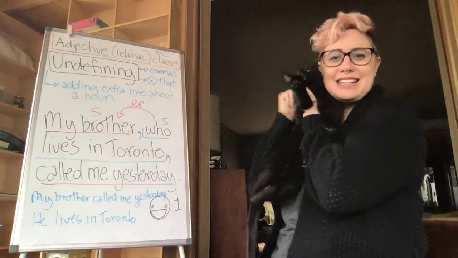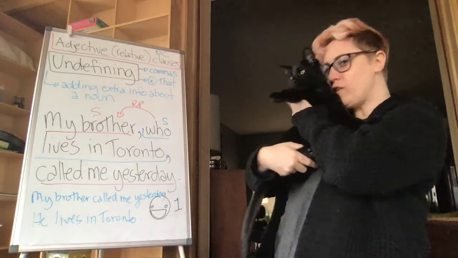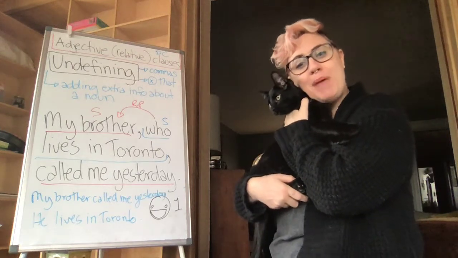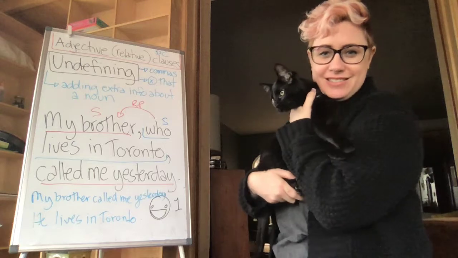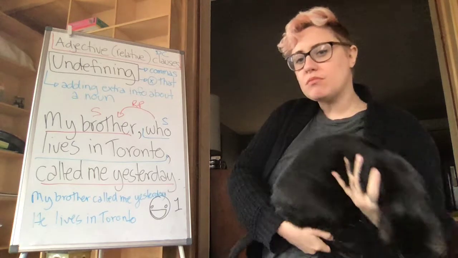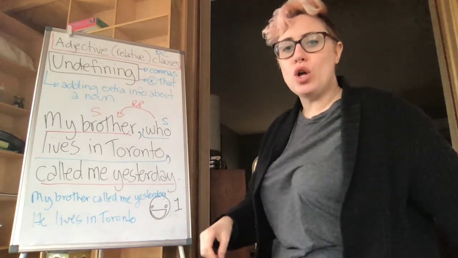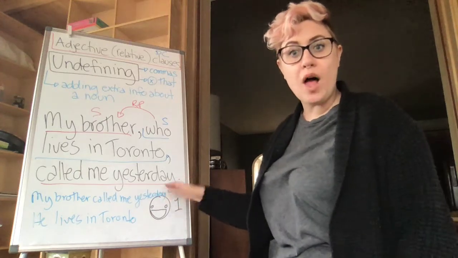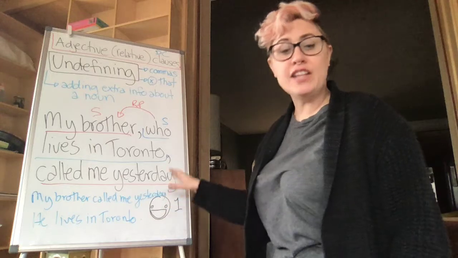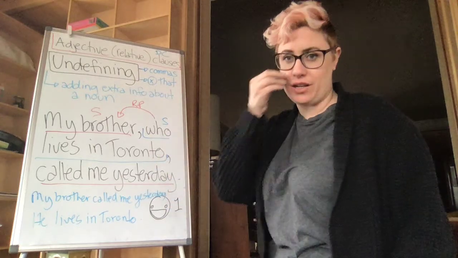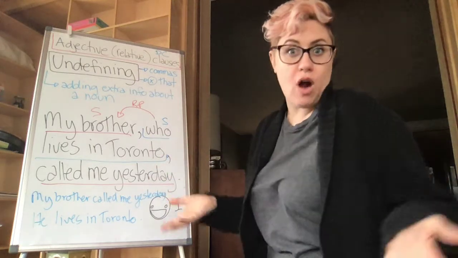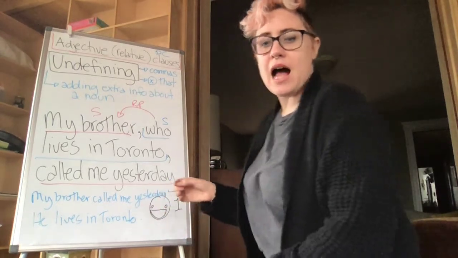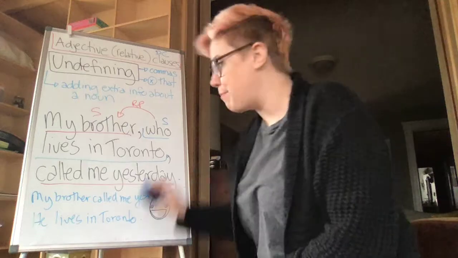My cat, who is called Baby, is my favorite. So this is the example where you have one unique noun and you're just adding some extra information to describe that noun. That's really it. Okay. Let's do another example.